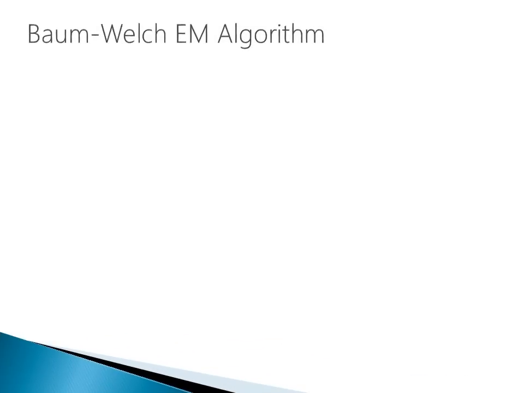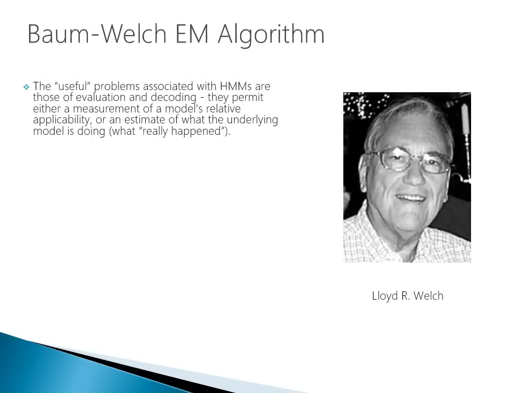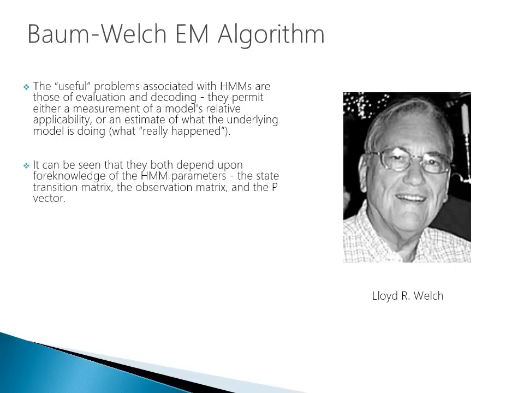Well, now that we've talked about the forward algorithm and the Viterbi algorithm, I want to touch upon the Baum-Welch EM algorithm. The useful problems associated with hidden Markov models are those of evaluation and decoding, the forward and the Viterbi. They permit either a measurement of a model's relative applicability or an estimate of what the underlying model is doing, so what really happened. It can be seen that they both depend upon foreknowledge of the hidden Markov model parameters: the state transition matrix, the observation matrix, and the p vector.